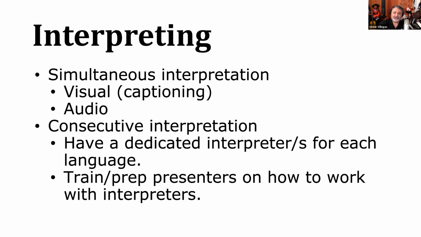So the types of simultaneous interpretation we have available is either visual, which is captioning, it's text, or it's audio, which is someone speaking in an earpiece, or a radio, a channel that's different than the English one. There's different ways to do audio, and I'll show you how to do that in Zoom. And then the consecutive interpretation, best practice is having dedicated interpreters for each language.